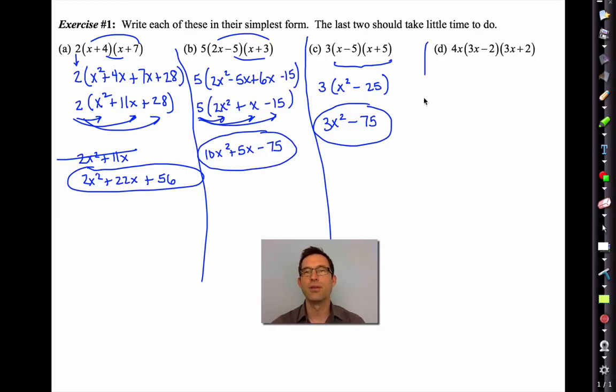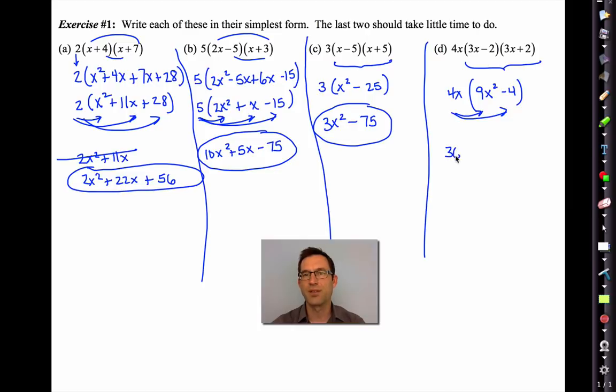Likewise, this one should be pretty easy because we've got another conjugate pair right here. When we multiply those together, we'll get 9x squared minus 4. And then I can distribute through by the 4x. Now watch out, I'm distributing a 4x, so 4 times 9 is 36. But x times x squared will give me that x cubed. 4 times 4 is 16. And the x comes along for the ride.